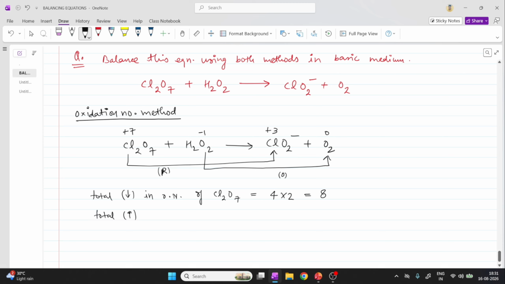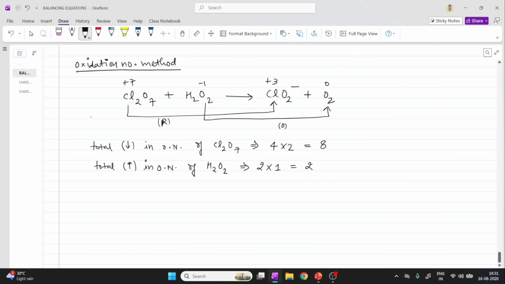Similarly, total increase in oxidation number of H2O2. So this H2O2 is moving from -1 to 0. So what is the difference? The difference is -1 to 0. That means only 1. But again O2, that means 2 oxygen atoms. So I will write it as 2, but the difference is of only 1. So this is 2. Is it clear? Till now we are writing just the changes in oxidation state.